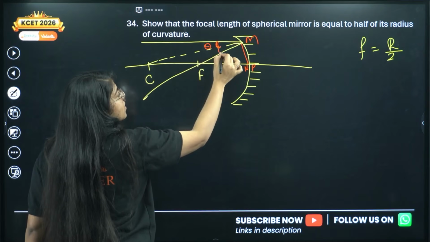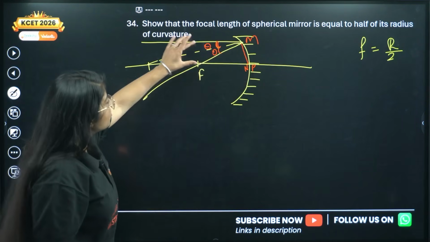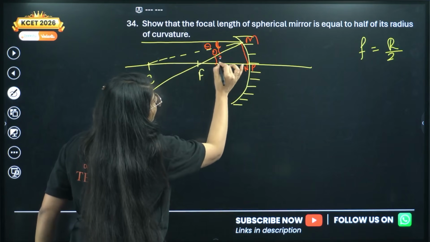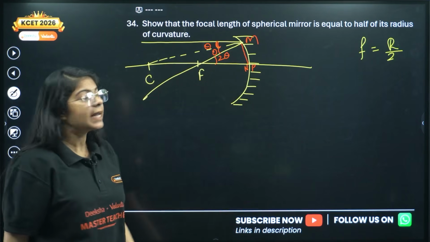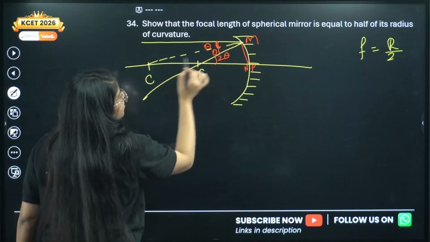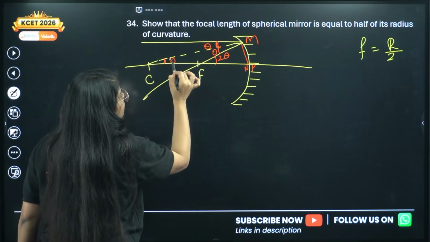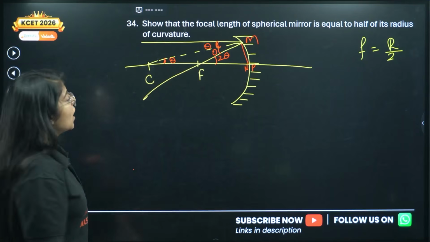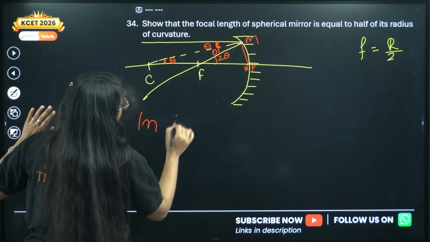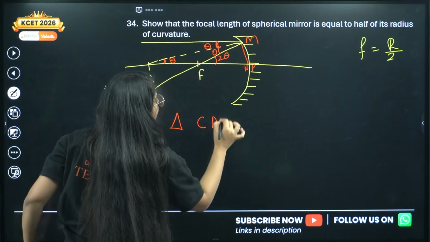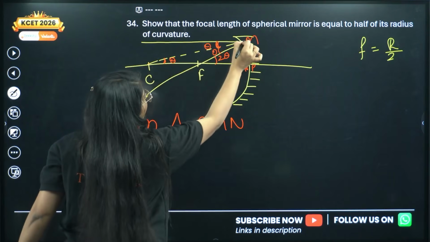Correct? So this is also theta. Now this whole is 2 theta, so alternating angle, this one will be 2 theta. Correct? And this one is just theta. So this angle and this angle will be same, so this will be just theta. So let's see in triangle CMN.